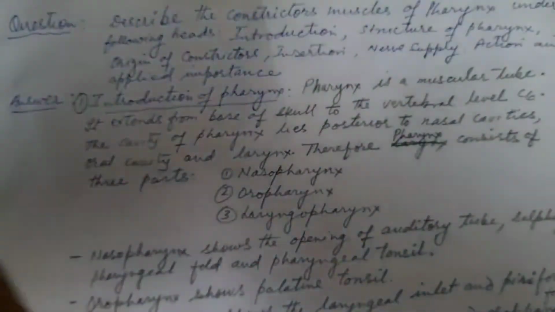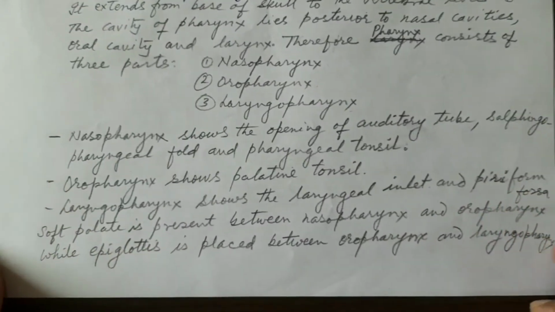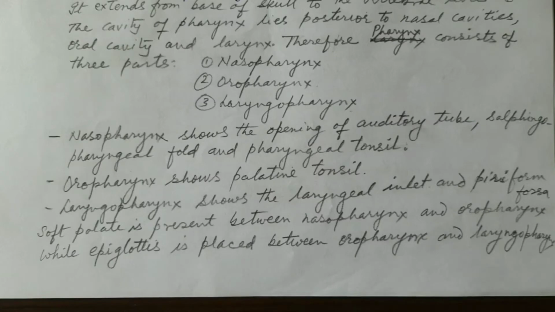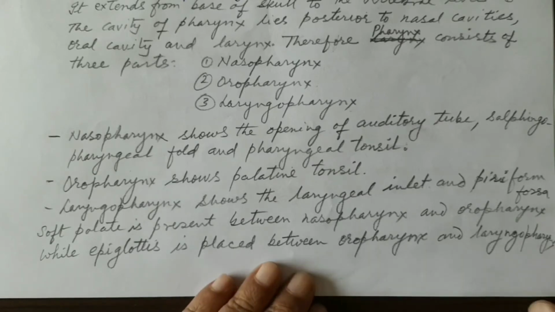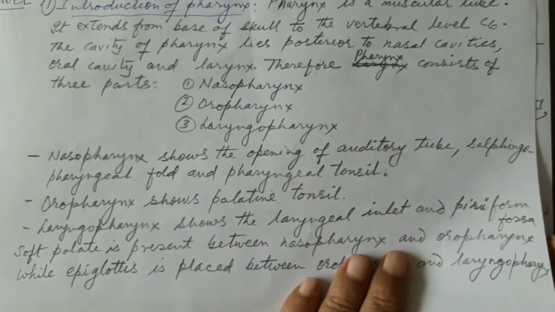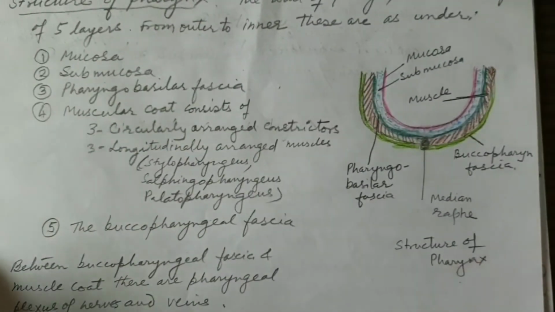Okay, let's come to the next point. Another important aspect to be learned at this level is that the soft palate is present between the nasopharynx and oropharynx, while the epiglottis is placed between the oropharynx and the laryngopharynx. These are the demarcations between the three parts, the nasopharynx, oropharynx and laryngopharynx, which I have already shown to you. Let's go to the structure.